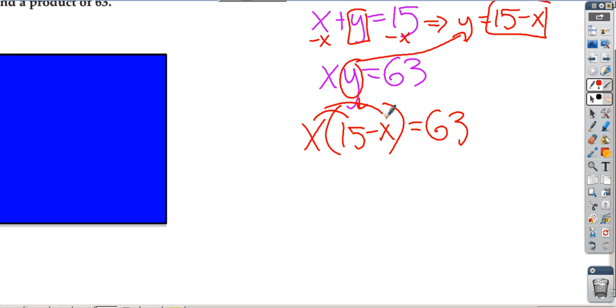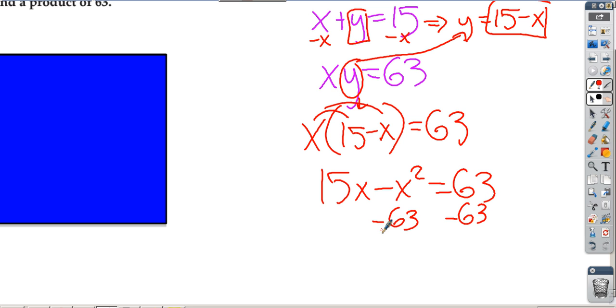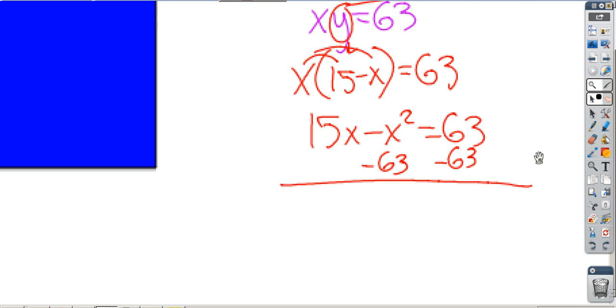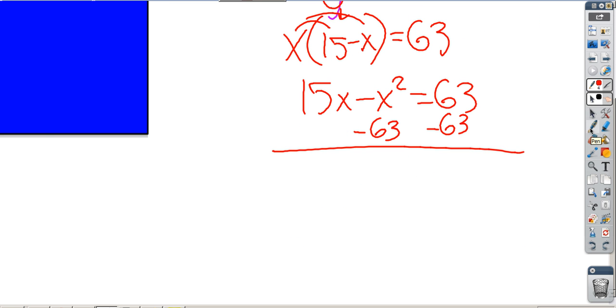We'll distribute, so we'll have x times 15 is 15x, x times minus x is minus x squared, and we like them to be in standard form, which means equal to 0. So we will subtract the 63 from both sides, and we'll just rearrange this. So we'll put the negative x squared in front, because that's usually how it is in standard form. Then we have plus 15x, and we have minus 63, and that's equal to 0.